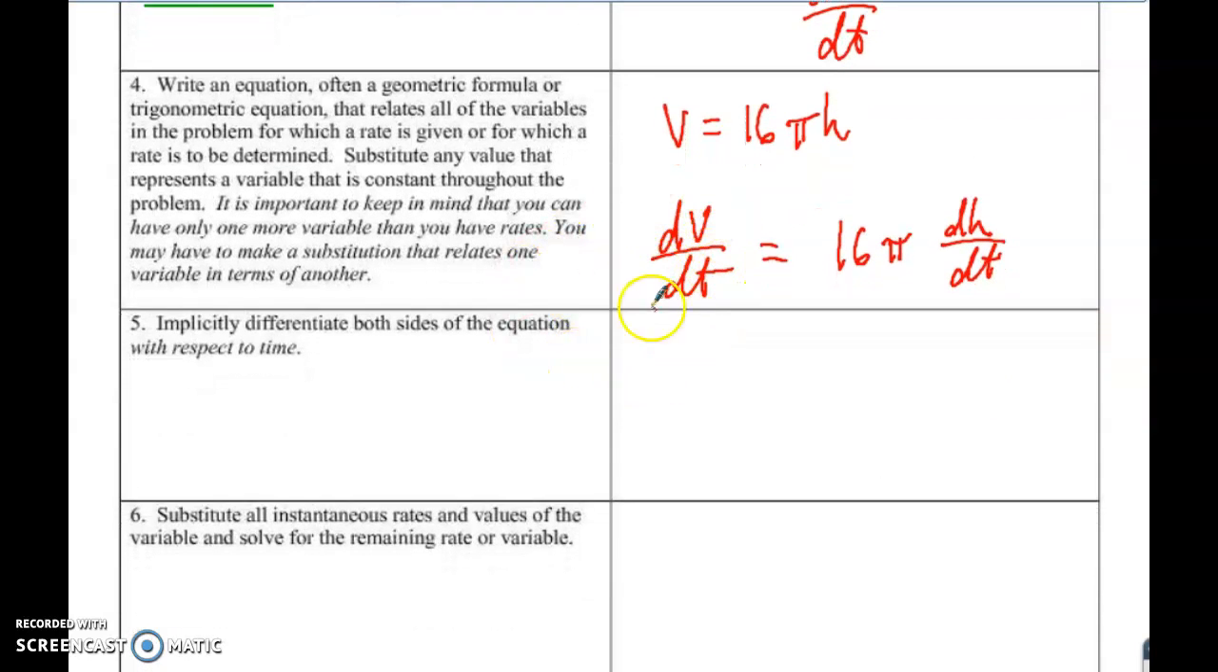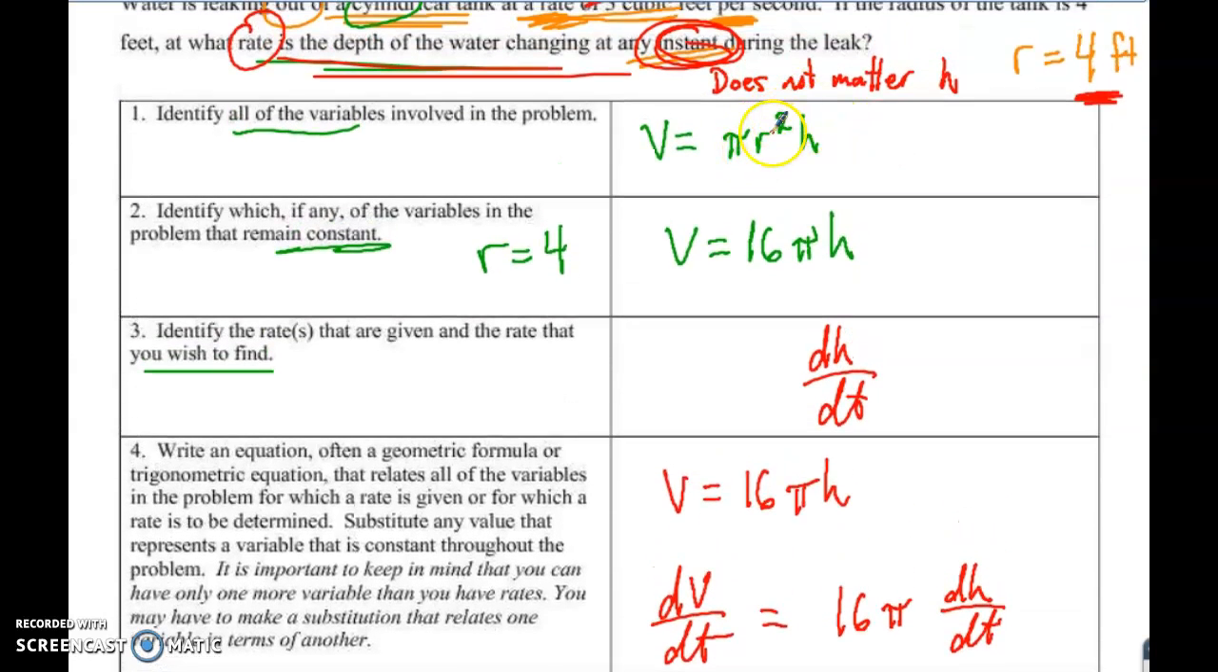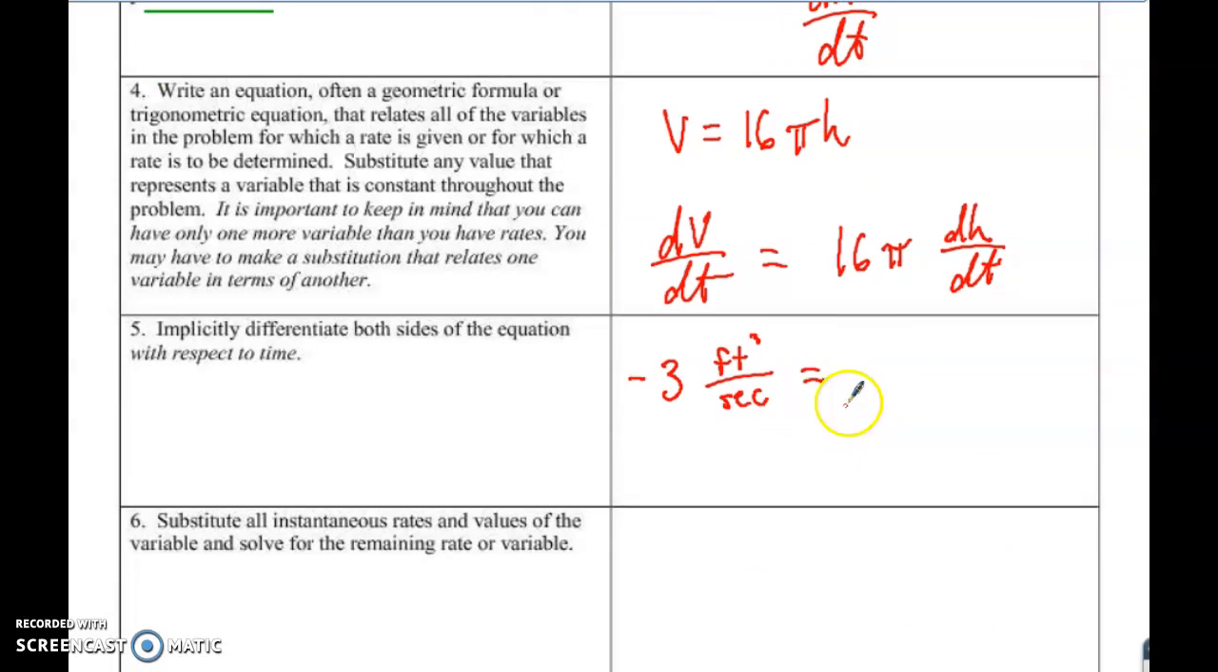So let's actually plug in with the correct unit. So it's a -3 cubic feet per second. And maybe I should have mentioned it here, but r was 4 feet. So really what I should have done is plugged in 4 squared and feet squared. So that's really 16 square feet times pi times dh dt.